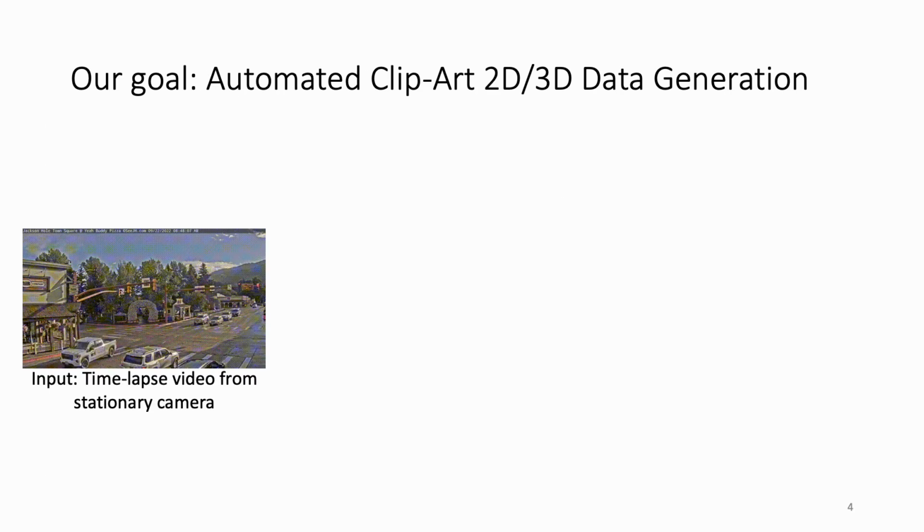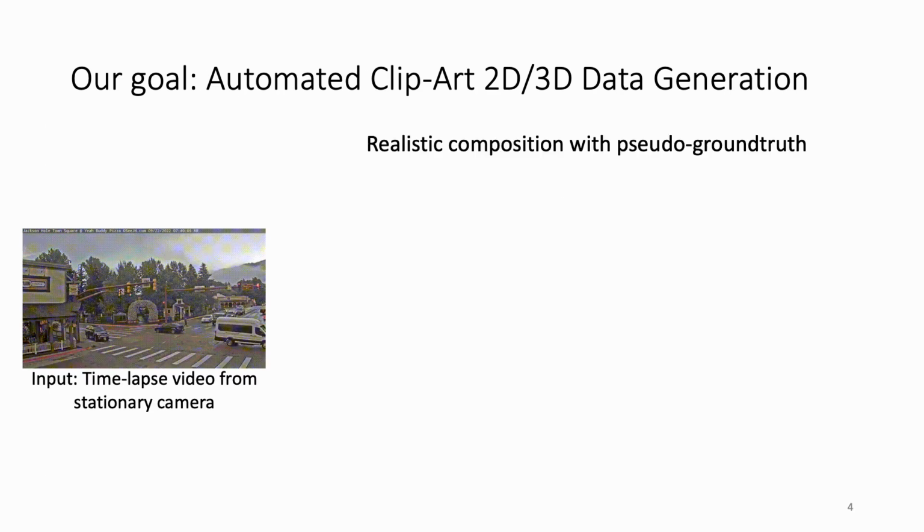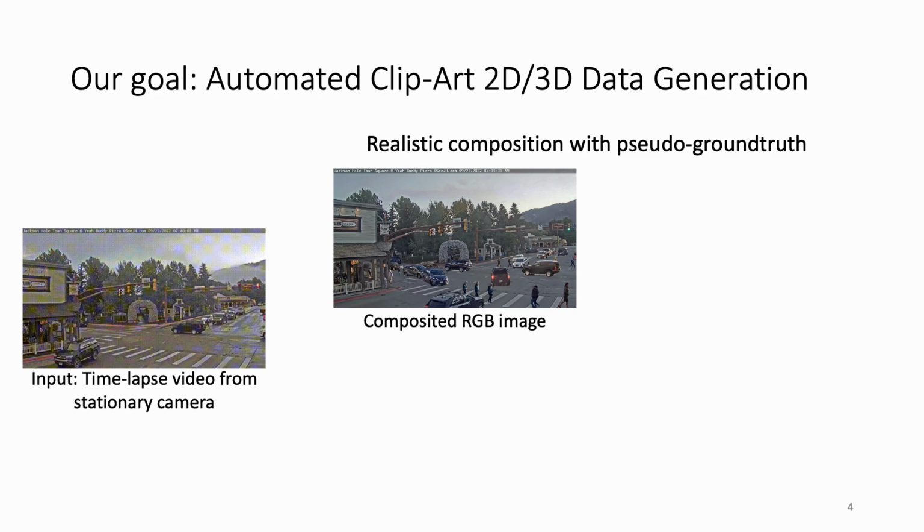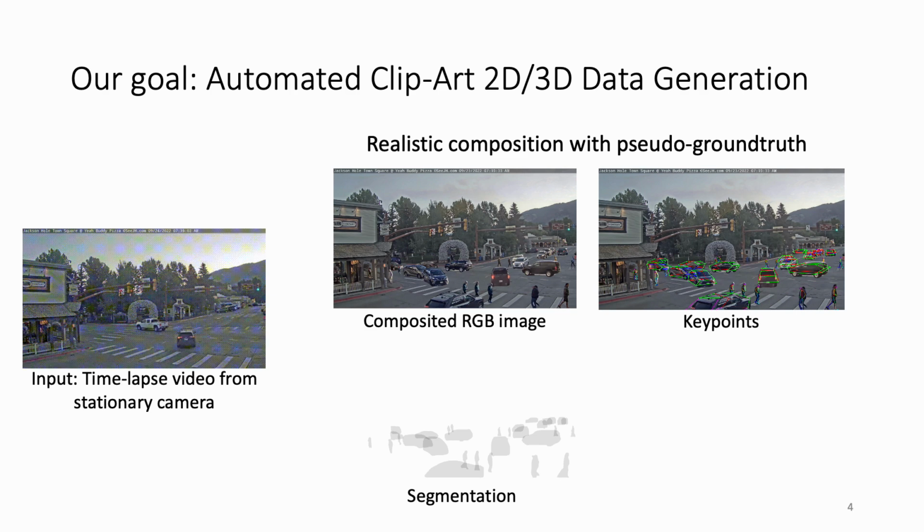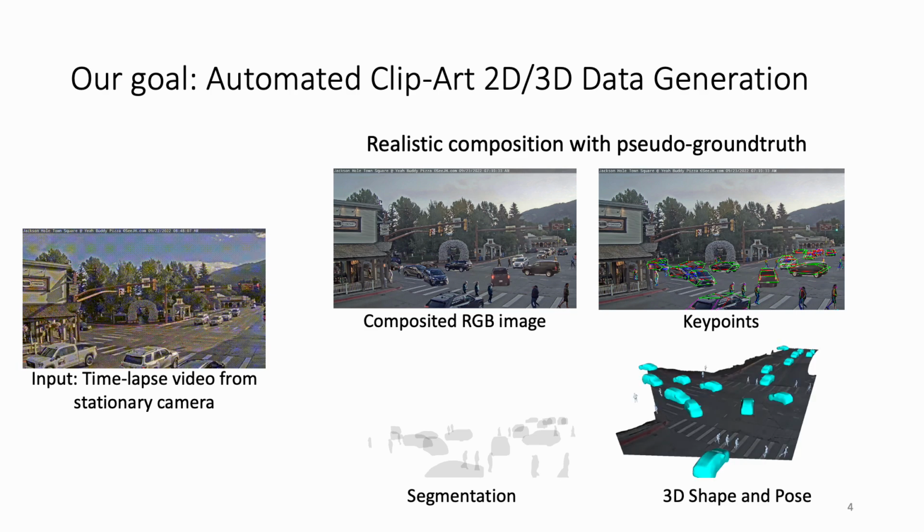Given time-lapse images from a stationary camera, our goal is to automatically generate pseudo-ground truth data with a realistic occlusion configuration. Here we show the composited RGB image as well as the pseudo-ground truth supervision data for key points, segmentation, and 3D shape and pose that come from off-the-shelf methods. We show that these data can be used to learn object reconstruction under occlusion, with a focus on two main classes of dynamic objects, vehicles and humans. To start off, we discuss how to automatically generate realistic supervision data.